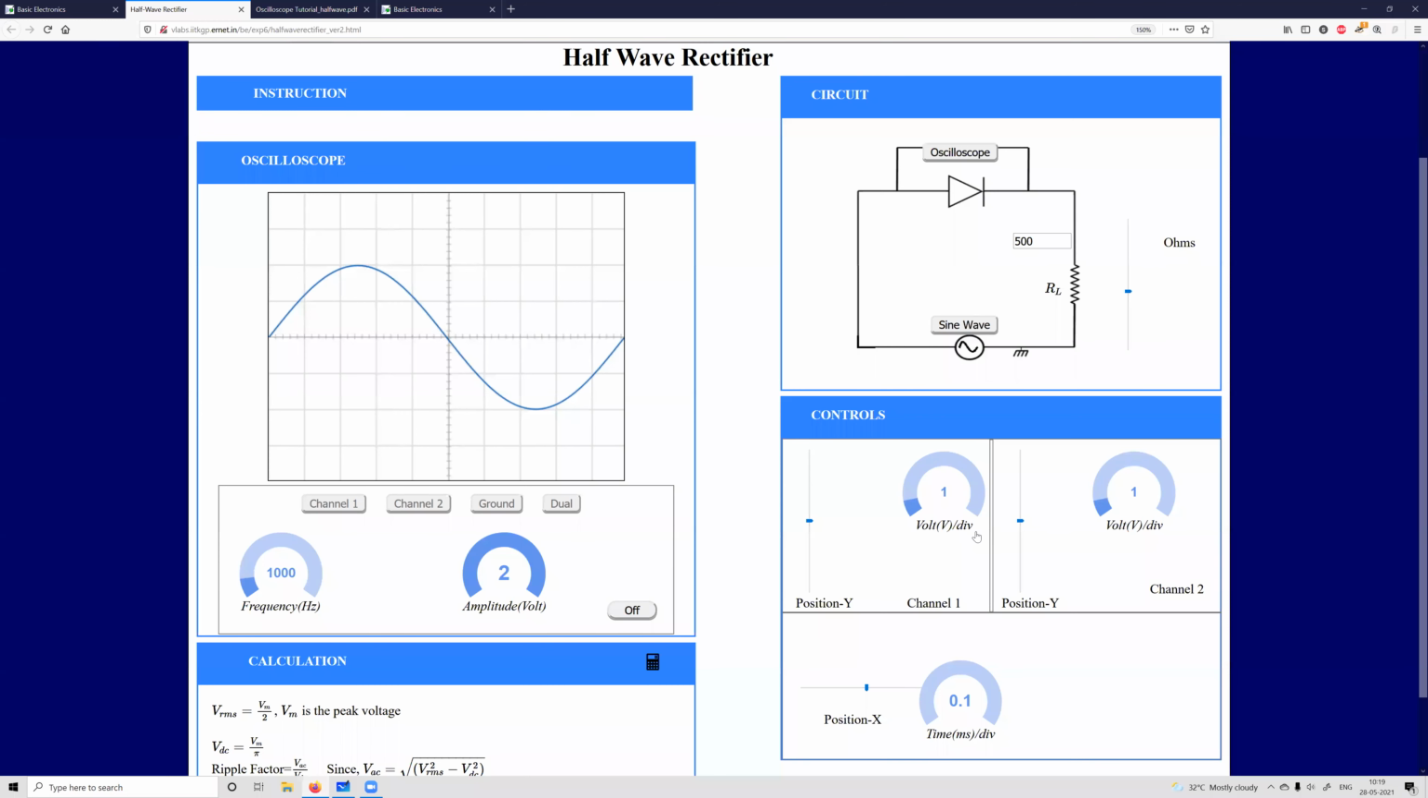These are the basic controls of an oscilloscope which you will see in the lab. Unfortunately, since you cannot go to the lab at the moment, this is the best I can give you.